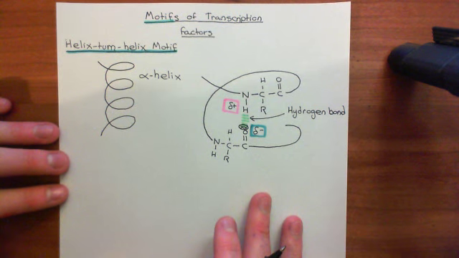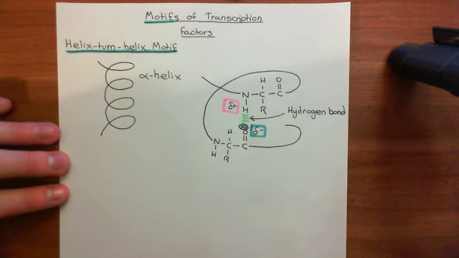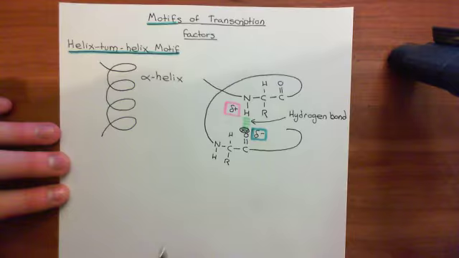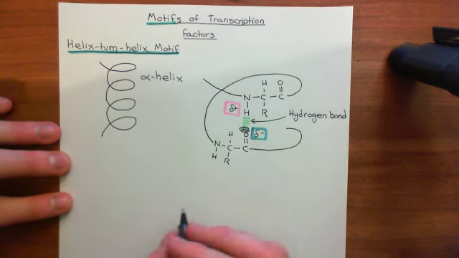Now, let's talk then about helix-turn-helix motifs within proteins. So, basically, the name tells you exactly what you're going to find here. You're going to find a helix, followed by a turn, followed by another helix.